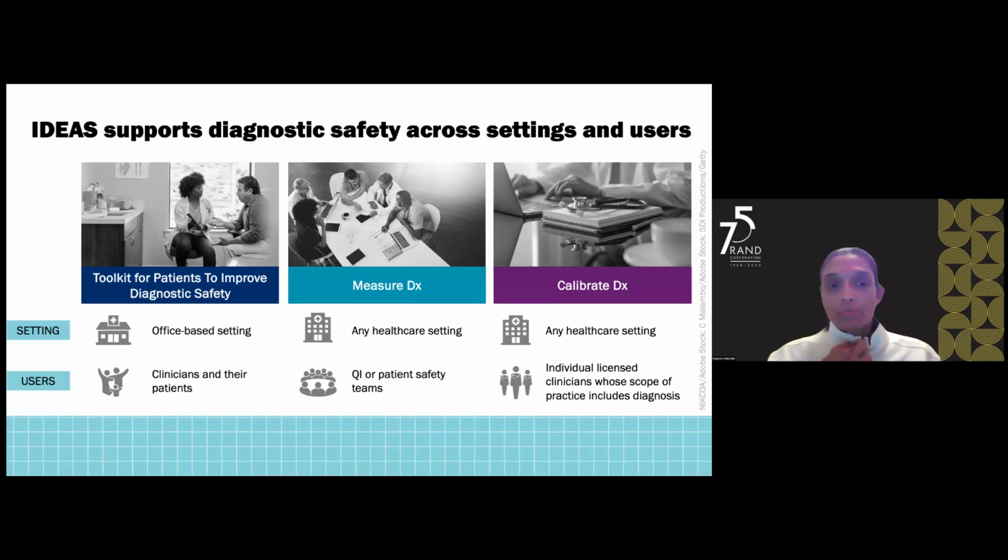The toolkit for engaging patients to improve diagnostic safety focuses on patient-clinician communication and is ideally implemented in office-based settings. MeasureDx, typically used by QI or patient safety teams at the healthcare system level, really focuses on using existing data to measure and then improve diagnostic safety in any healthcare setting. And then finally, CalibrateDx is aimed at improving individual clinicians' diagnostic performance and can be used in really any healthcare setting by clinicians whose scope of practice includes diagnosis.